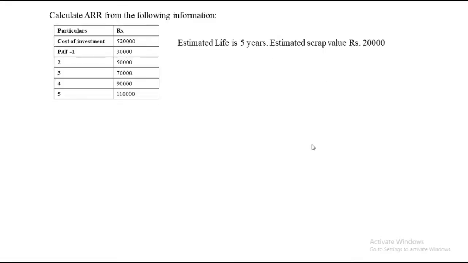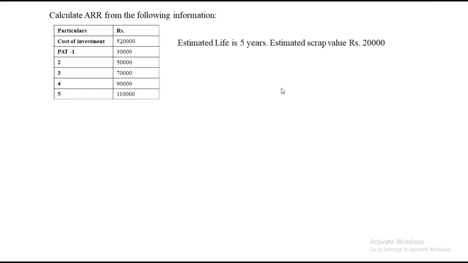Okay. The question is given as: calculate ARR from the following information. They have given you the cost of investment, then they have given you profit after tax for 1, 2, 3, 4, 5 years, and they have given us that the estimated life is 5 years and the scrap value is 20,000. Now let us see how we solve this.